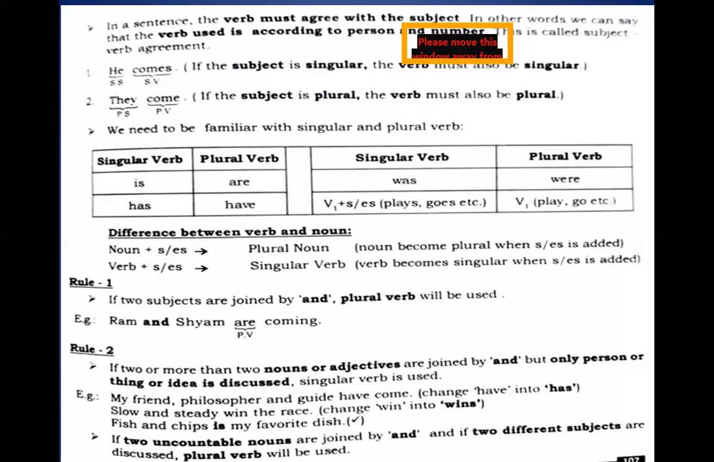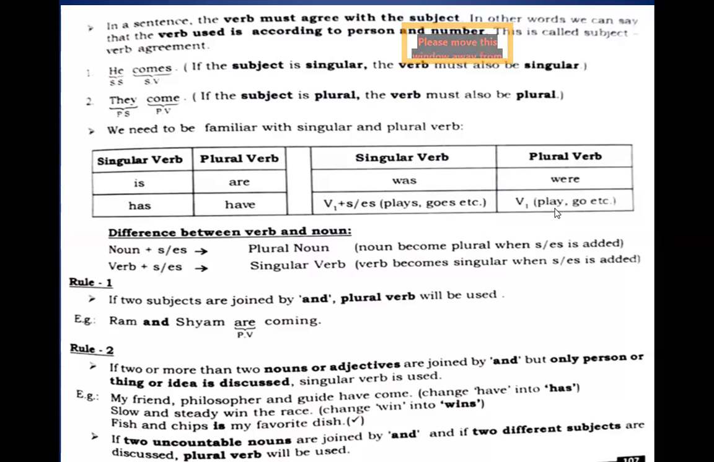You must have done this in the previous classes also, though this will be just practice. The verb must agree with the subject. In other words, we can say that the verb used is according to person and number. This is called subject verb agreement or subject verb concord. This is the same, students. The term is a bit different, explained by the grammarians. Grammarians have given this a different name. We should be a bit familiar.